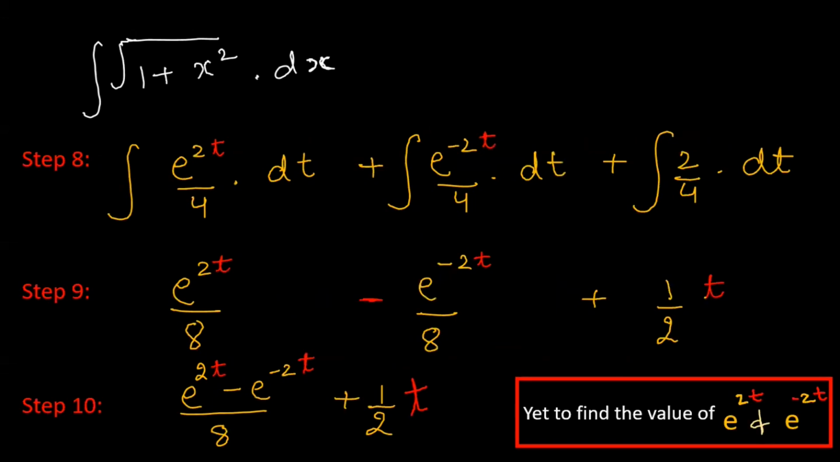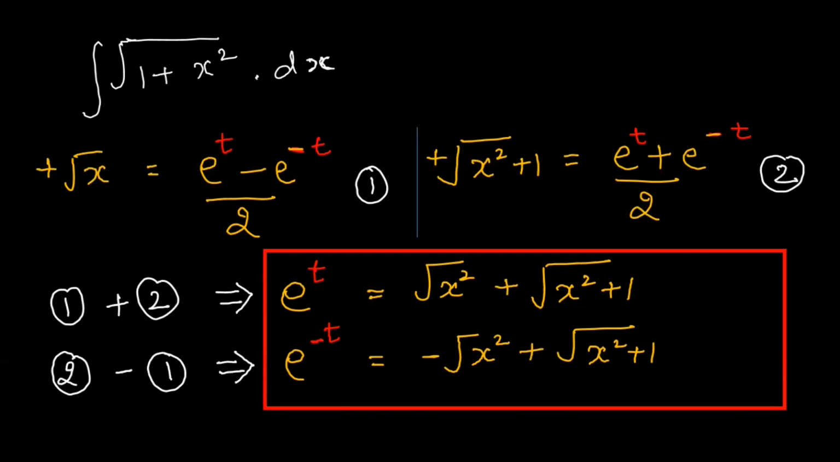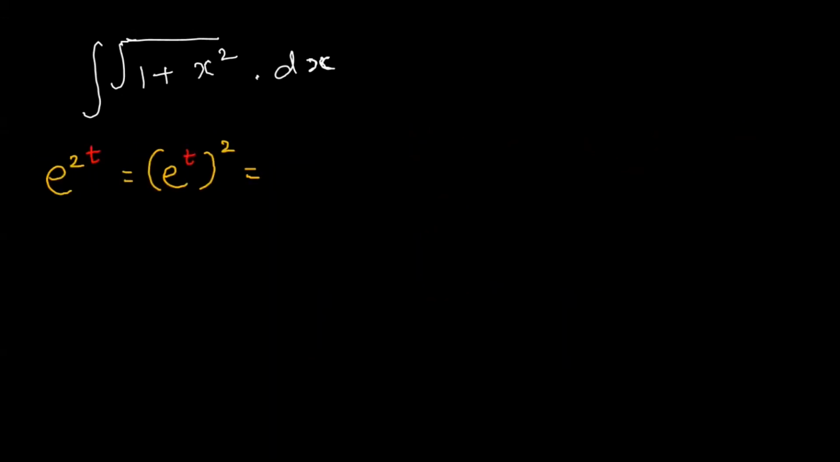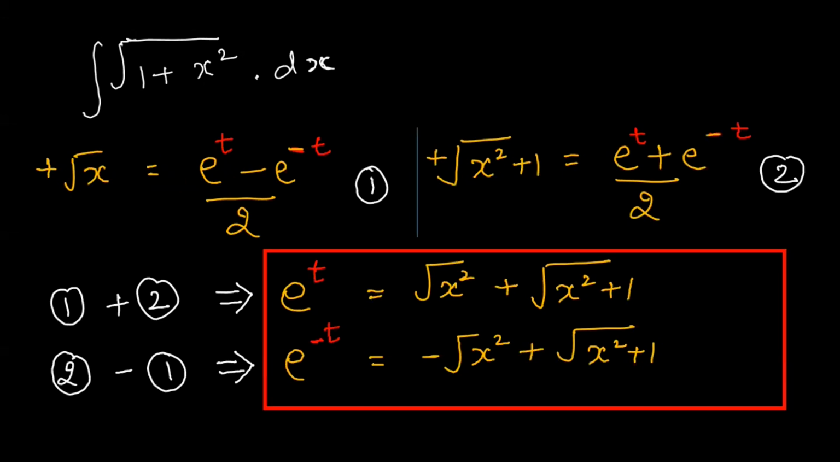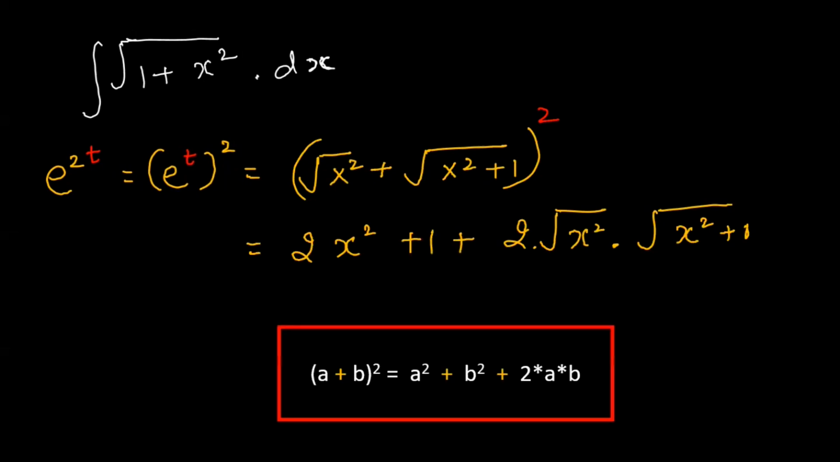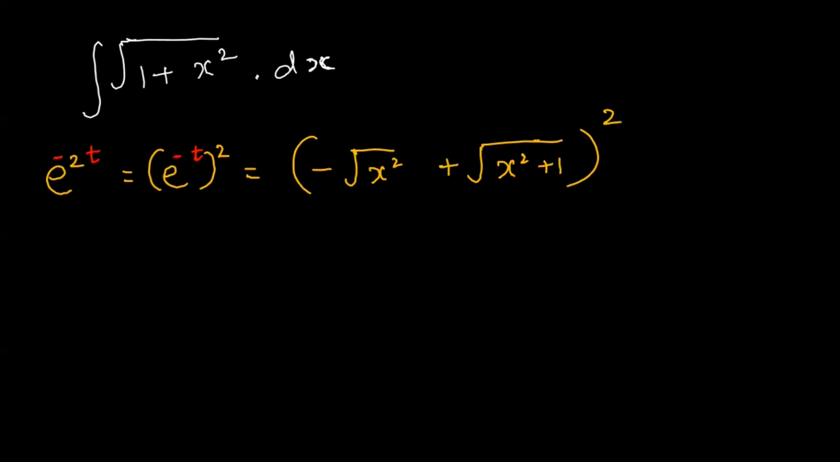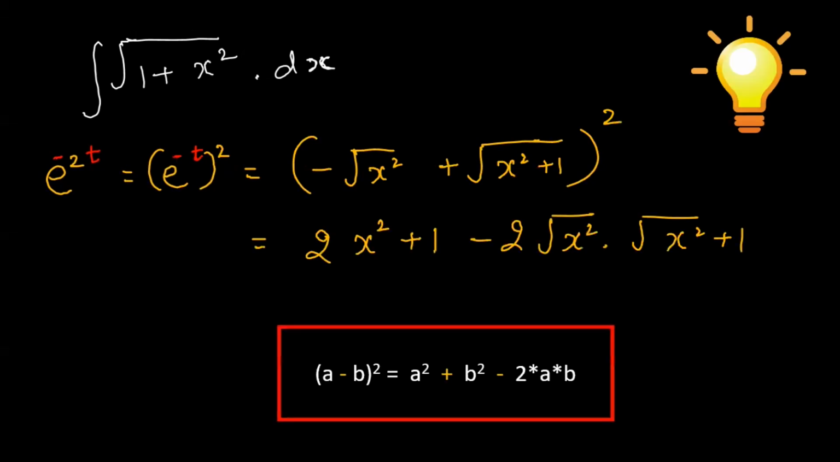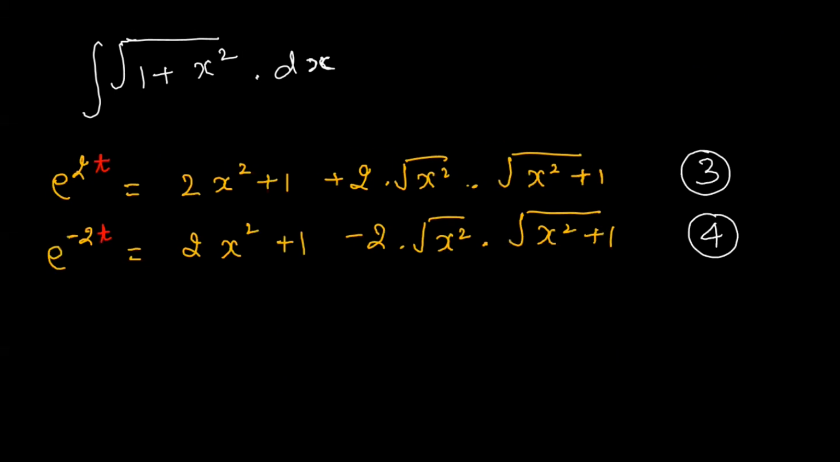So in the next step, we have found the value of e raised to power t, but we are yet to find the value of e raised to power 2t. Are you getting any links? That means in order to find e raised to power 2t, we are going to just square the e raised to power t function. So this is how it's going to look. We're going to use the equation of a plus b whole square. Using this property, we found the value of e raised to power 2t. Similarly, we'll find the value of e raised to power minus 2t using a minus b whole square. Now we have reached this far.